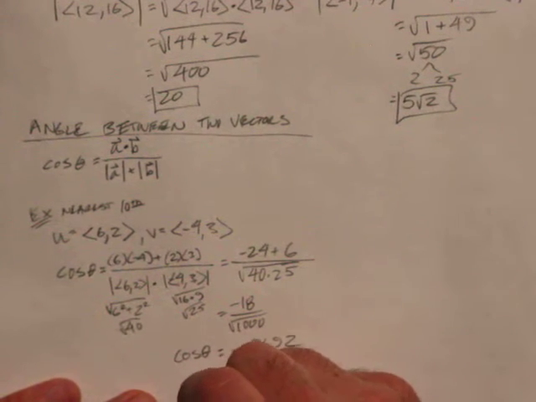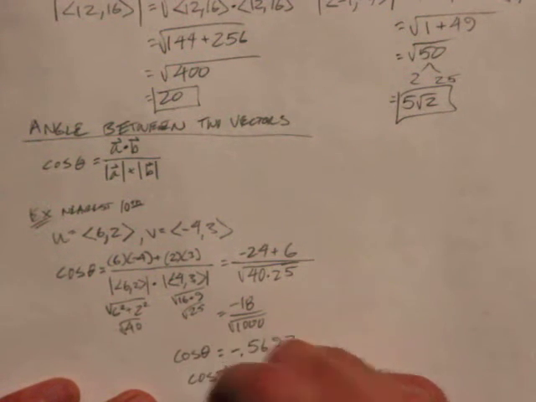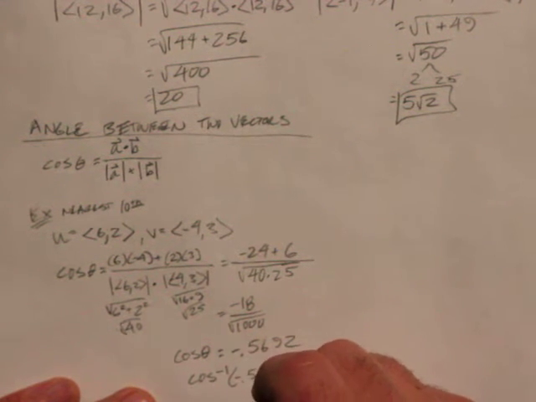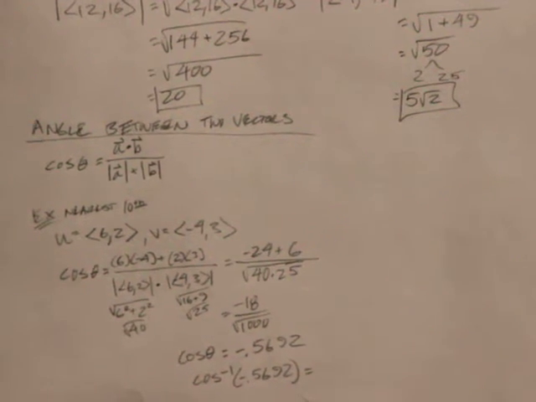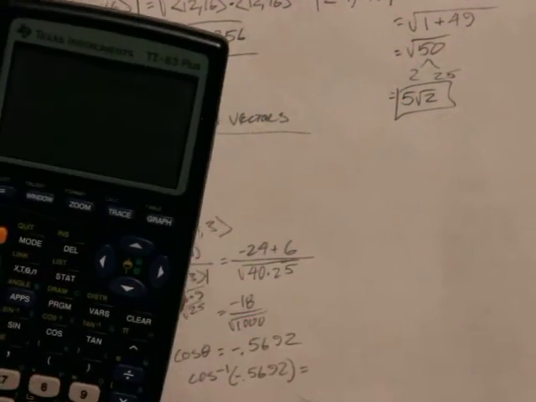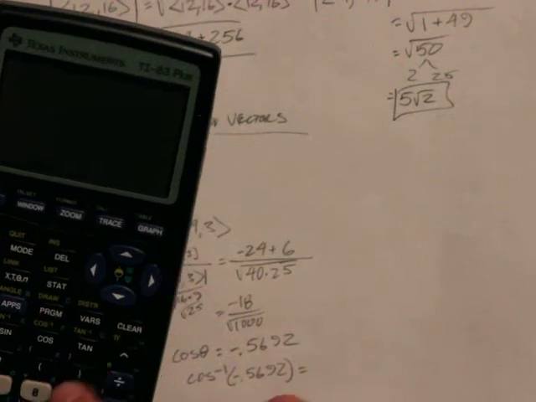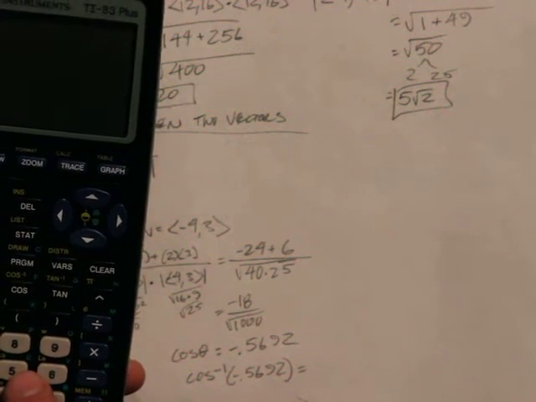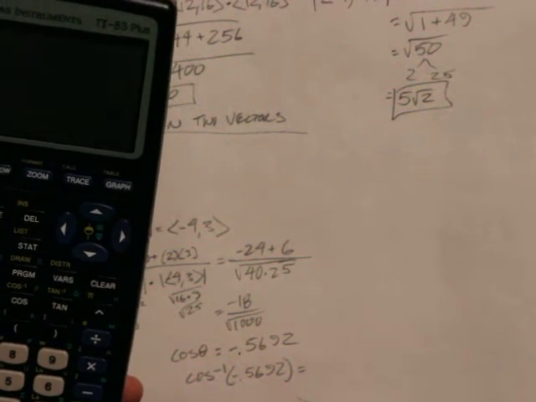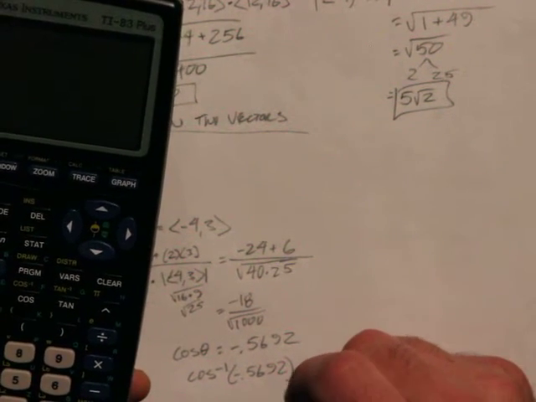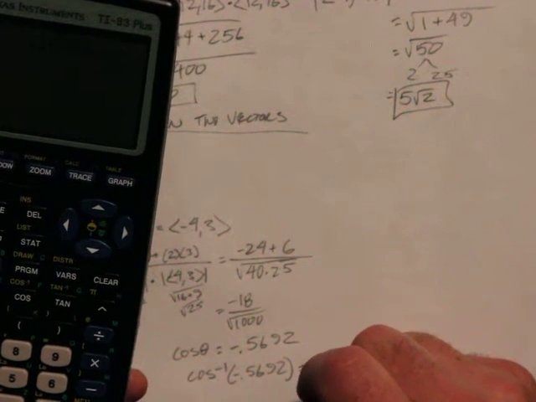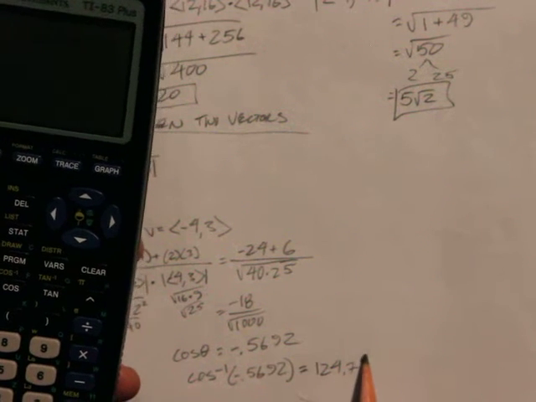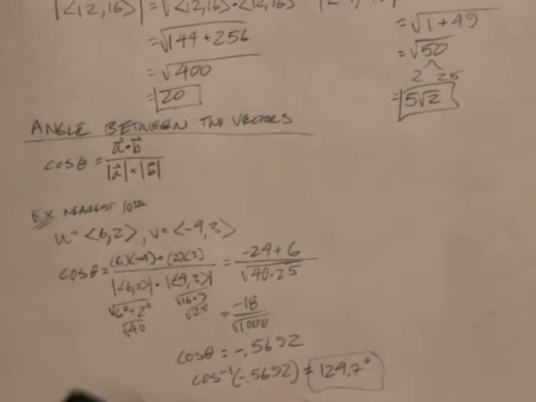And so I put this in my calculator like this. Inverse cosine of negative 0.5692 is going to get me my angle. We're going to do that to the nearest tenth. So I'm going to say inverse cosine of negative 0.5692 equals approximately 124.7 degrees. That's my answer for that.